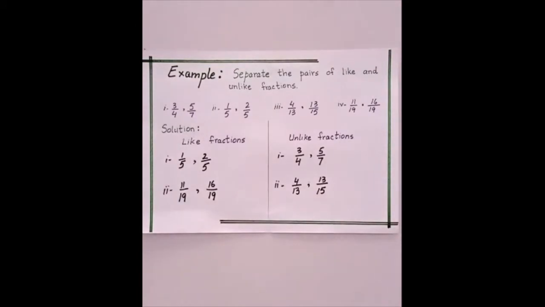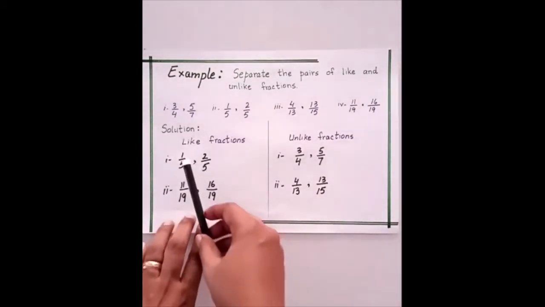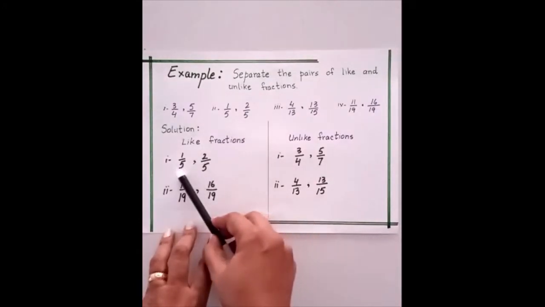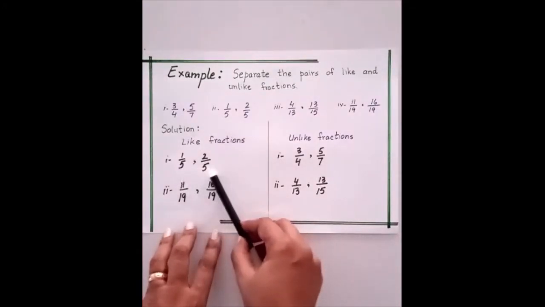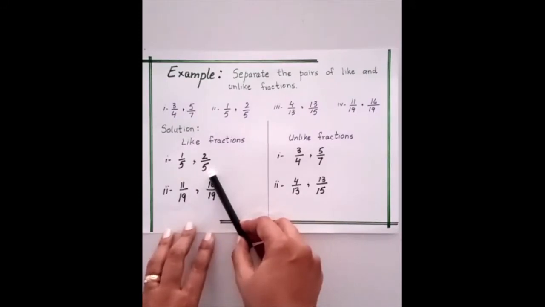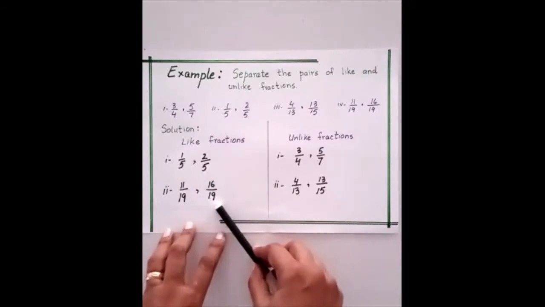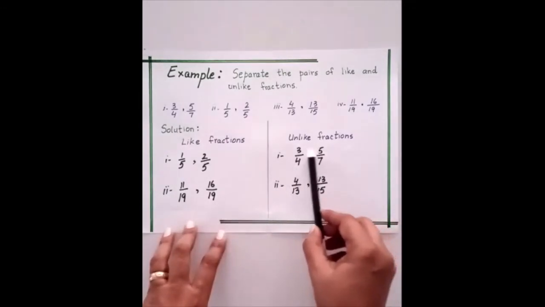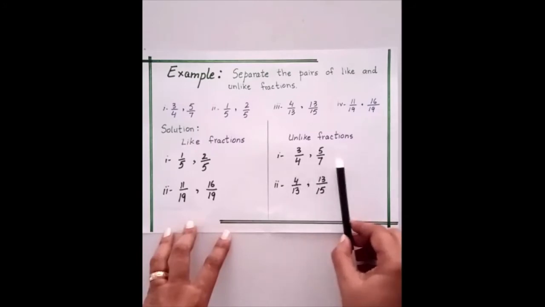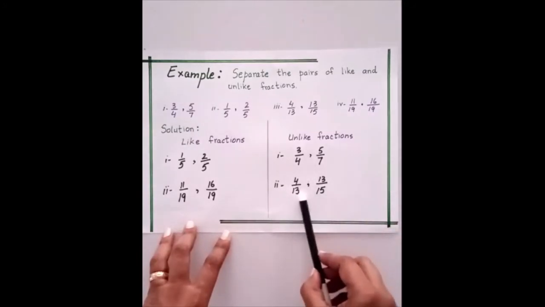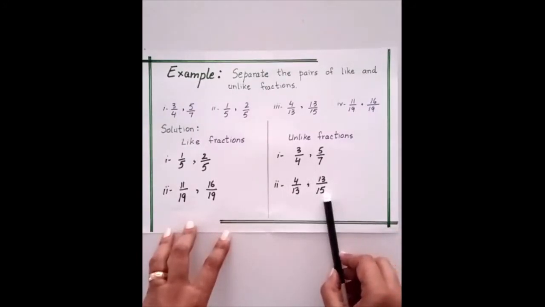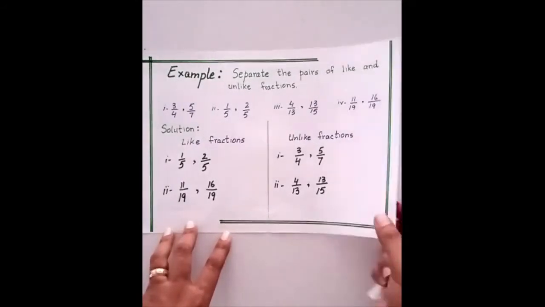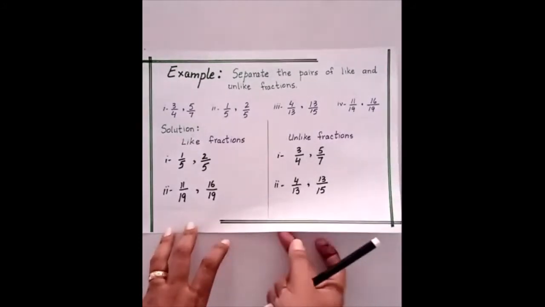I am repeating again. Like fractions have the same denominators. See, 5 and 5, both are 5. That is a like fraction. 19 and 19, same denominators, like fractions. In unlike fractions, you have different denominators. 4 and 7, 13 and 15, different denominators. That means these are unlike fractions. Understood, students? Now we will move on to the next slide.